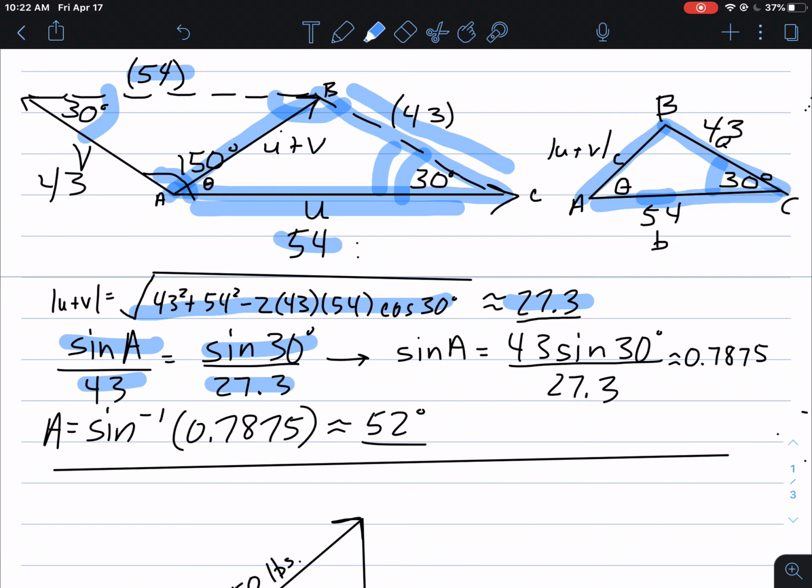Solving that for sine A, I get sine A at approximately 0.7875. And our inverse sine of 0.7875 gives us an angle of approximately 52 degrees. So that would be our angle theta, angle A, which is the angle between our resultant and vector u.